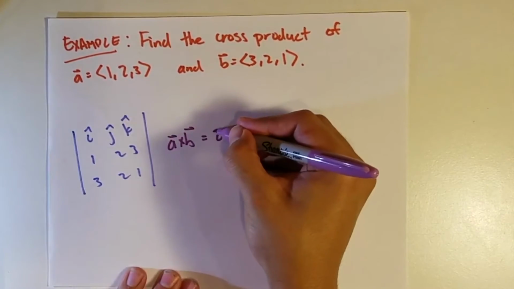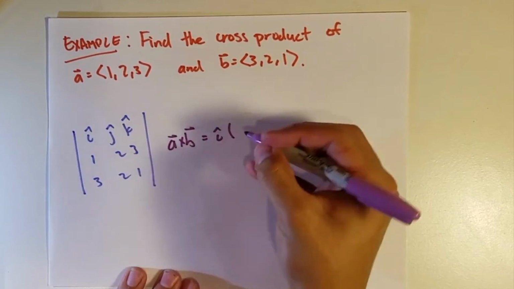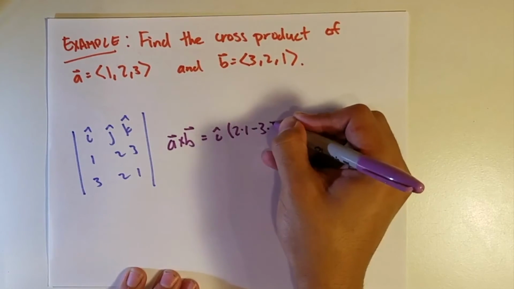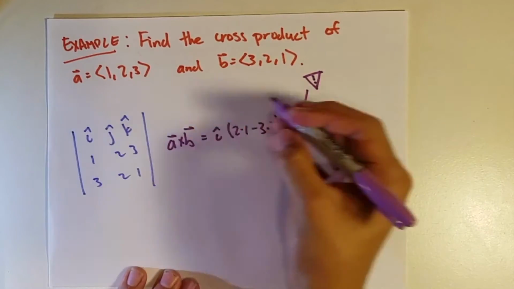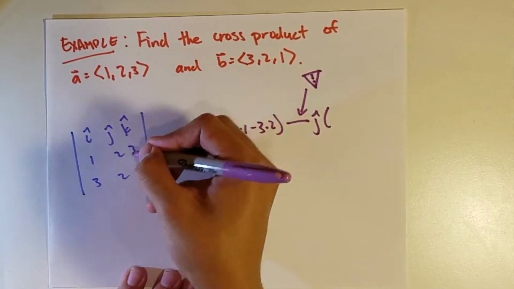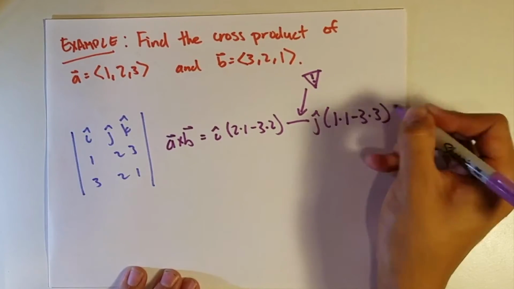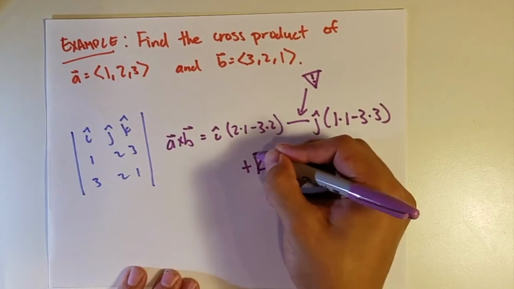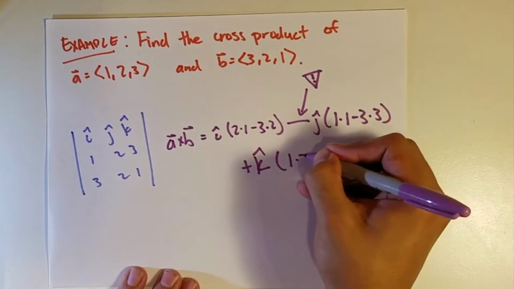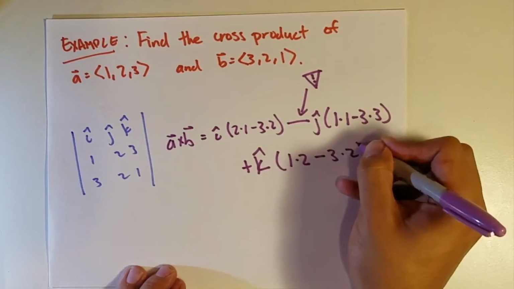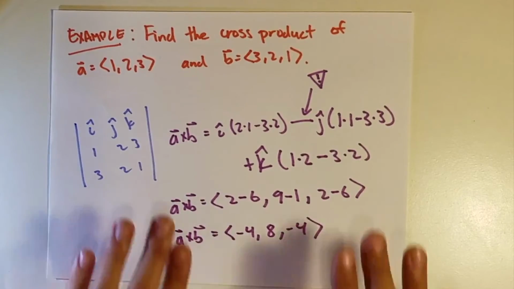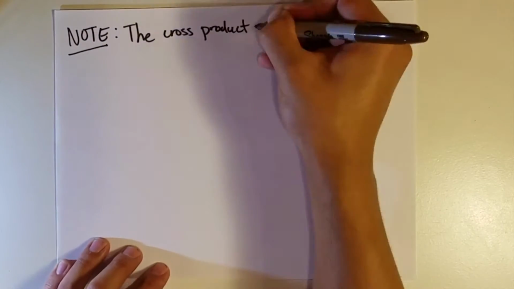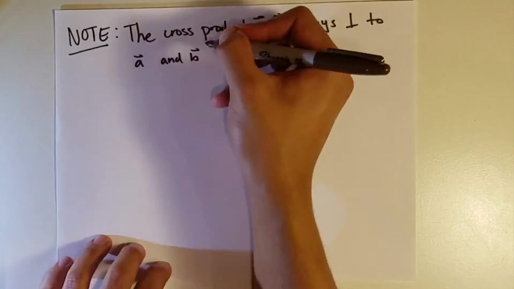First we get i and multiply that by 2 times 1 minus 3 times 2. Then we subtract j and multiply that by 1 times 1 minus 3 times 3. And finally we add k and multiply that by 1 times 2 minus 3 times 2. And voila, we have our vector. Note that the vector that we get from the cross product is always perpendicular to both a and b.